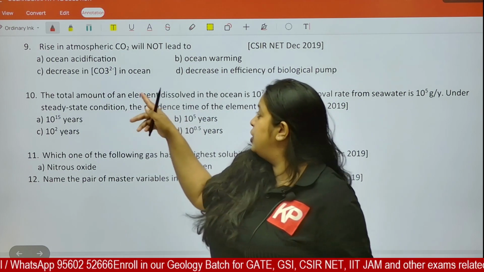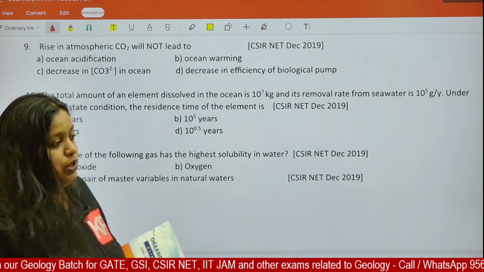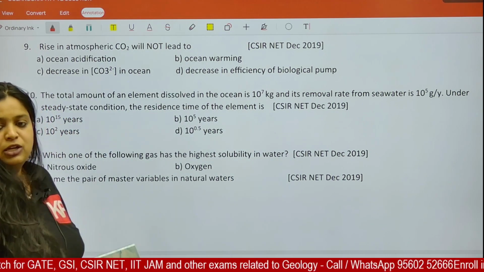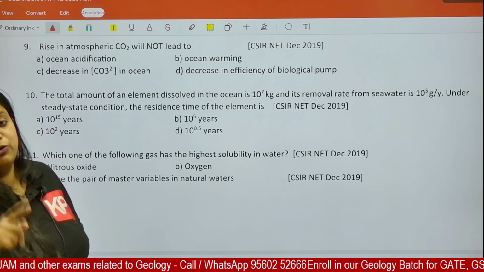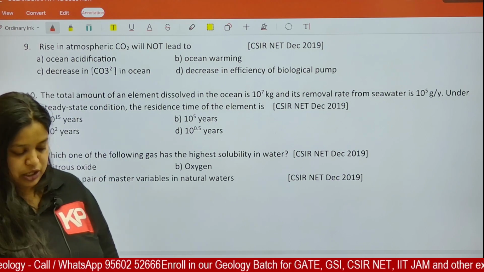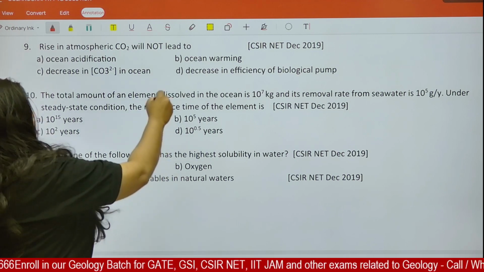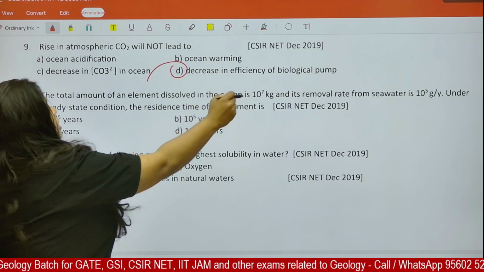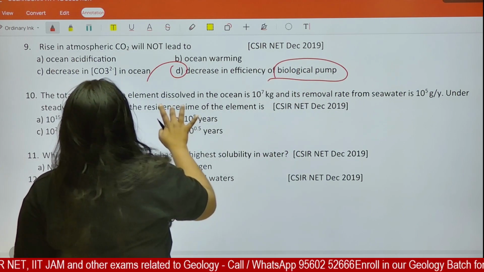So, this carbon dioxide content in the atmosphere has a very important role in different aspects. This section of the first chapter is one of the most important parts for the NET examination. The answer for this one will be decrease in the efficiency of biological pump. Questions related to biological pump are also very common for the NET examination.